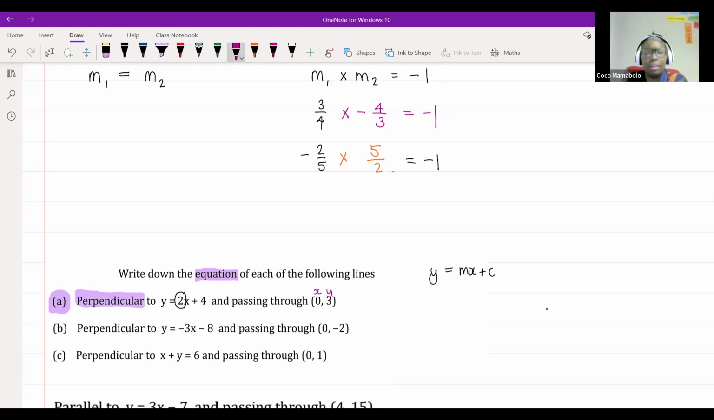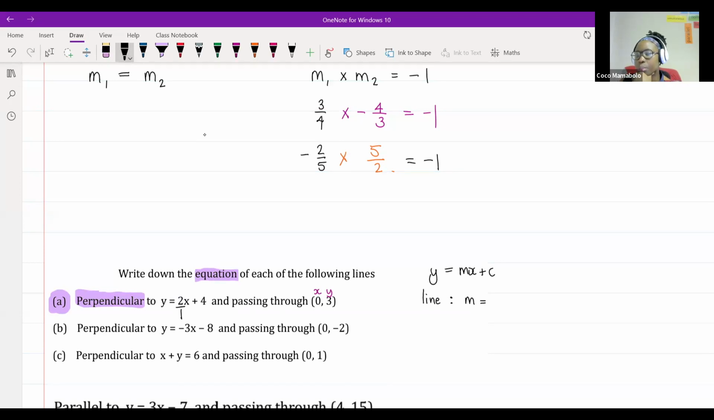Okay, would you like me to do A? Perfect, I can do that with you. All right, so I know that I'm looking for the equation of a line that is perpendicular to this one. So because it's perpendicular to this one, if the gradient of this line is 2, what is the gradient of my line going to be? Remember, I can rewrite this as a fraction. I can rewrite it as positive 2 over 1. So the gradient of my new line is going to be, anyone got an idea for me?